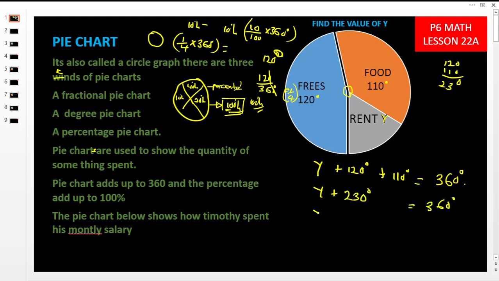So we solve the equation. y plus 230 degrees minus 230 degrees is equal to 360 degrees minus 230 degrees. So y here, let us subtract 360 minus 230, is equivalent to 130 degrees. So the value of y, or the degree he spent on rent, is 130 degrees.